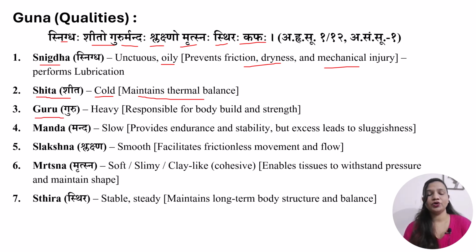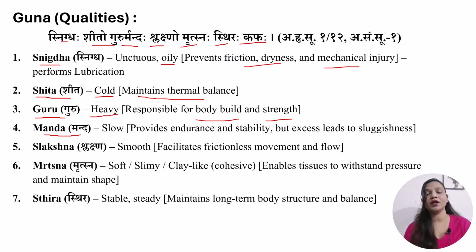Next one is Guru. Guru means heavy. So due to the presence of Guru Gun, Kapha Dosh is responsible for body build and strength. Because of the Guru Gun, Kapha Dosh provides body mass and bulk, and it also contributes to muscle and fat mass and gives structural stability. So because of Guru Gun, Kapha Dosh is able to give structural stability to the body. It contributes to the muscle and fat mass, and also it provides body mass and body bulk. Okay, because of Guru Gun.